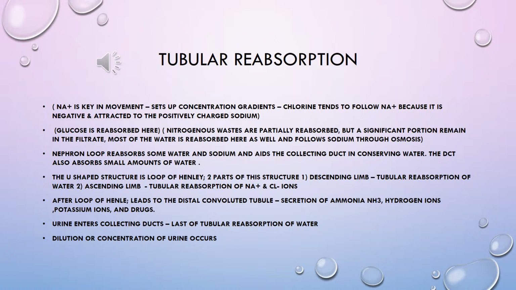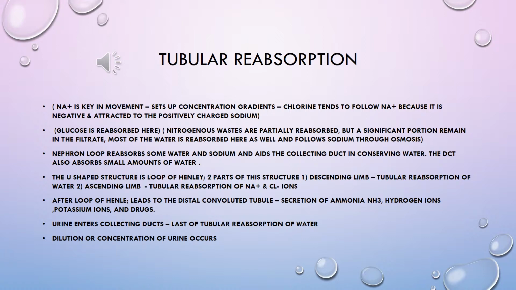The nephron loop reabsorbs some water and sodium and aids the collecting duct in conserving water. The DCT, the distal convoluted tubule, also absorbs small amounts of water. The U-shaped structure is the loop of Henle. It has 2 parts: the descending limb, which is the tubular reabsorption of water, and the ascending limb, the reabsorption of the sodium and chlorine ions.